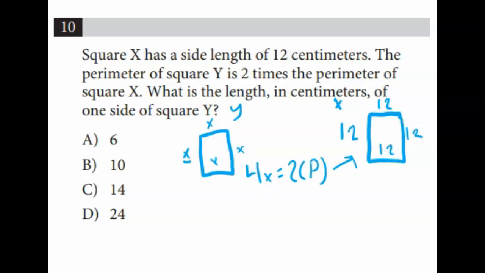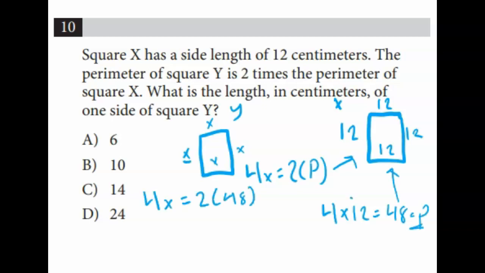So let's find the perimeter of square x. Well, it's just going to be 12 added 4 times, so it's going to be 4 times 12, which is 48. And so that is its perimeter. And now we know that 4x equals 2 times 48 because we found p, we're plugging it into the equation. So now we know it's 2x equals 48 because I just divided both sides by 2. And then we get x equals 24 by dividing 48 by 2. And so that's how we get answer choice D for number 10.